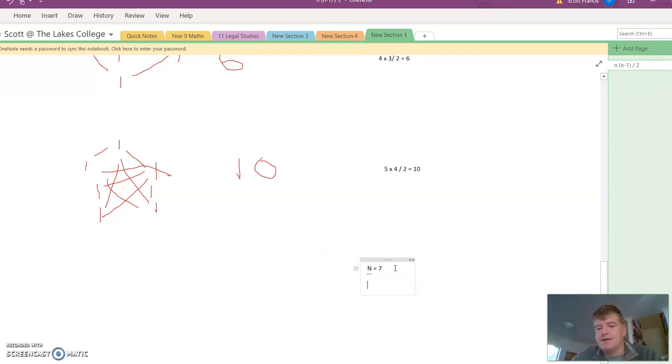N equals 7. So our rule is going to be n times n minus 1. 7 times n minus 1 is 6. All of that divided by 2. Okay, 6 sevens are 42. Divided by 2 is 21, and that's what it's done.